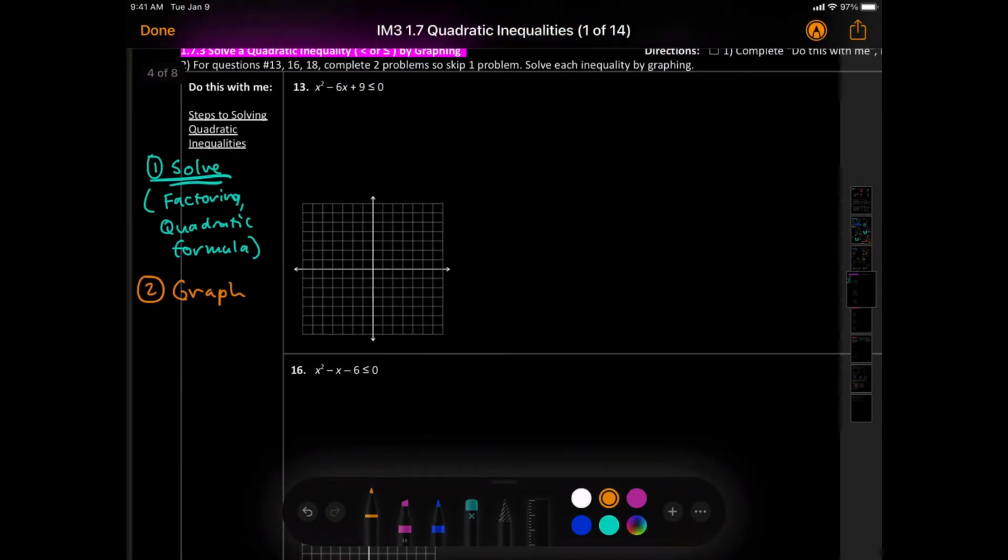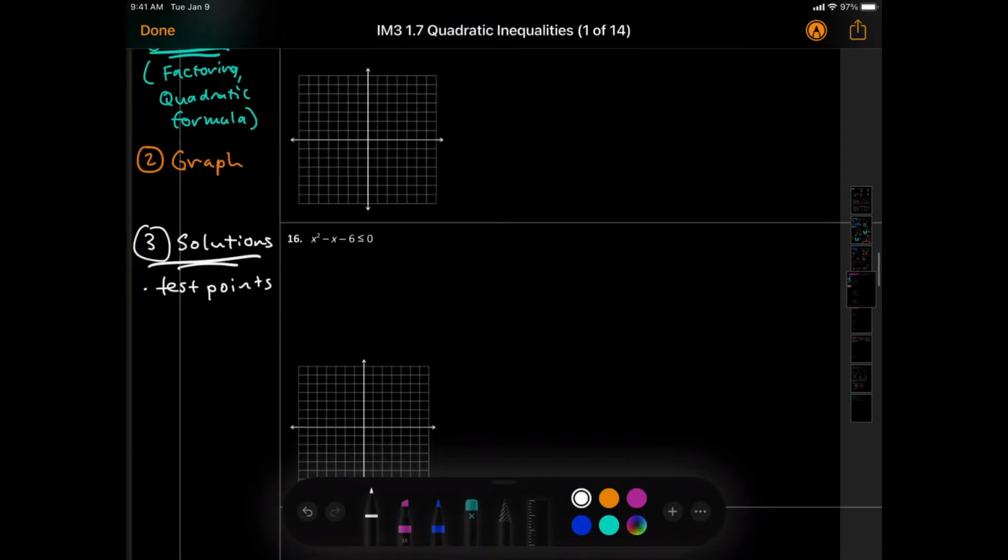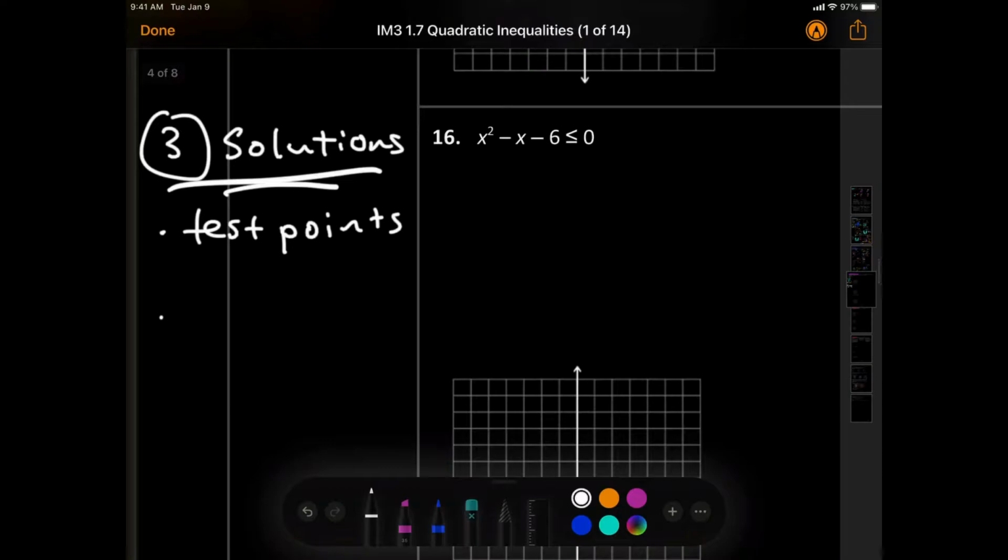Number 3, you're going to find solutions. And here, you're just going to have test points. And then under test points, I want to talk about a couple of ways you can show your solutions. One way that you can show your solution is called set builder notation.